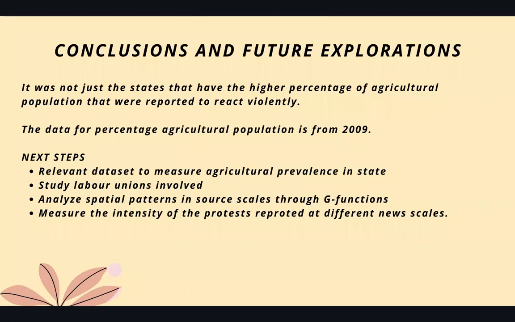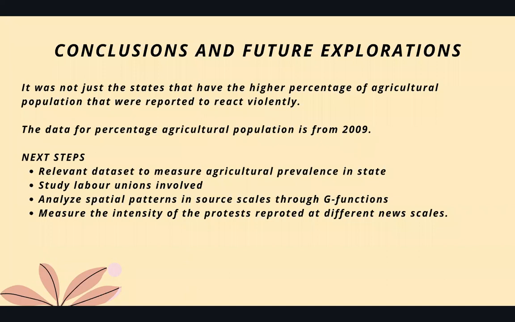Now, to conclude, the percentage of violent protests in the state is not dependent on the percentage of agricultural population of that state. This is extremely important because a lot of the news sources and a lot of the resources are centered in the north. However, a lot of these violent protests that are happening and a lot of aggression is coming from different parts of the country and also worldwide.